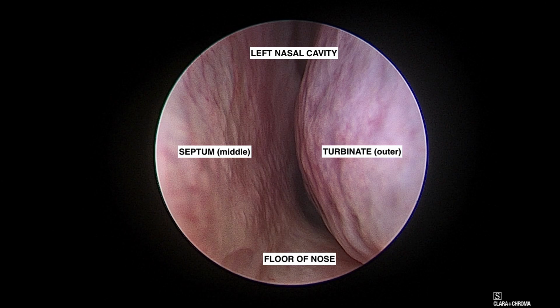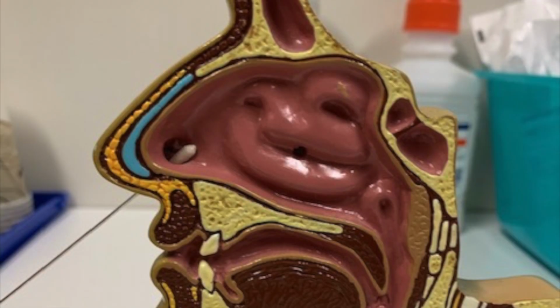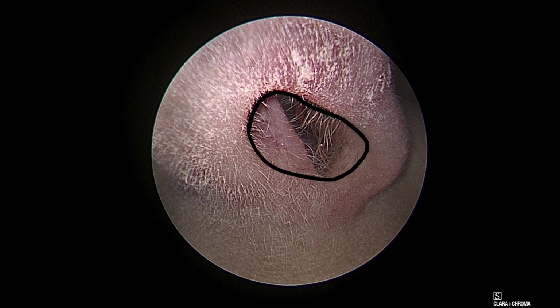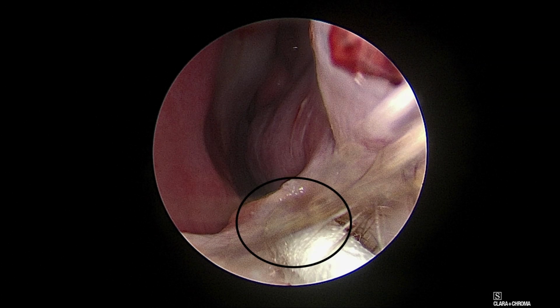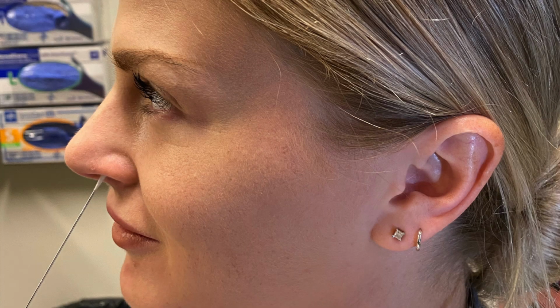This is an endoscopic view of the left nasal cavity with the septum in the middle, the turbinate on the outer side, and the floor of the nose visualized at the bottom. The nasal cavity should be entered at a slight angle. This is because the exterior nasal valve or opening and the internal nasal valve or opening can sometimes cause resistance. This is the correct angle of entry.